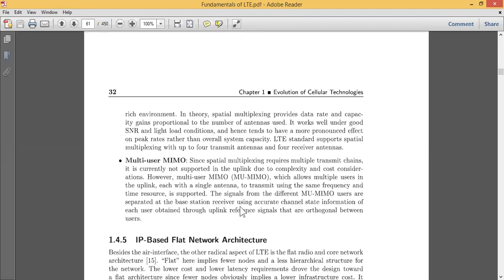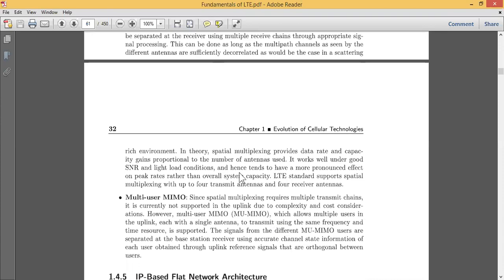They are separated with accurate channel state information, because channel information is also included when the signals are transmitted. Once the signal leaves your transmitter, the channel information is also transmitted, because the receiver requires it; without channel information the signal cannot be decoded properly at the receiver side. This is the only thing required here in the MIMO system. Some uplink reference signals are also added, but they are orthogonal between the different users.